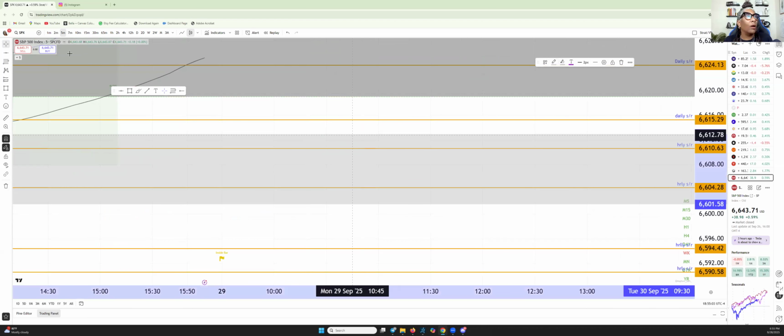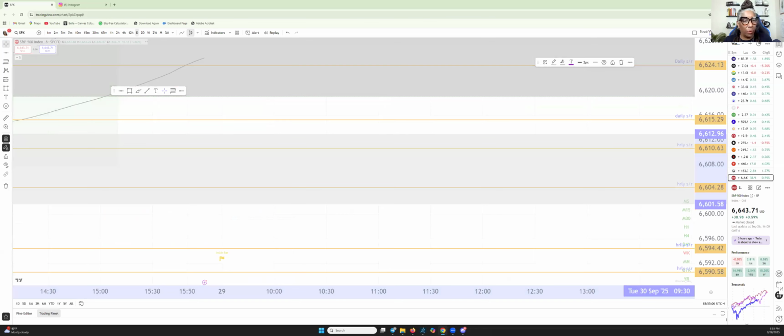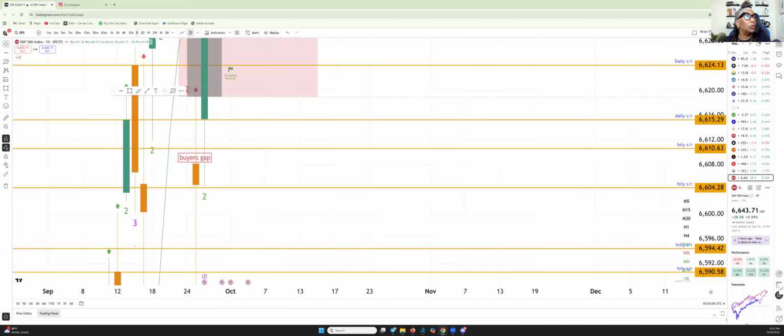That it's still here. I don't want that. Okay, y'all, let me get this. Okay, there we go. That's a regular gap. I want to be able to see fair value gaps only.